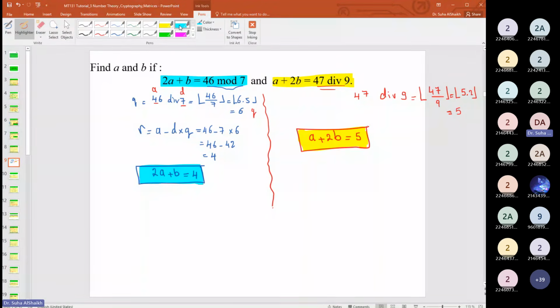Again, to get the mod, to get 46 mod 7, I need to get the Q, which is the div. What is the div? The div is equal to the floor of 46 over 7. The floor of 46 over 7 is the floor of 6.5, which is 6. So now I have the Q. To get the R, the rule is R is equal to A minus D times Q.